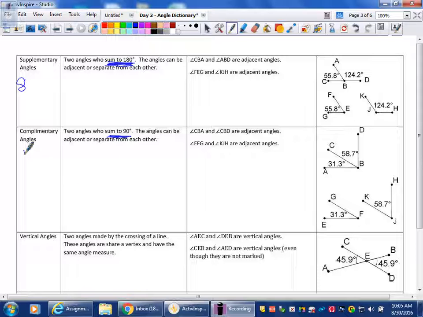How do I remember that's 90 and not 180? The C in complementary makes, if you take the line straight down, makes a 9 for 90 degrees. So supplementary angles, they could be adjacent or they could be non-adjacent.